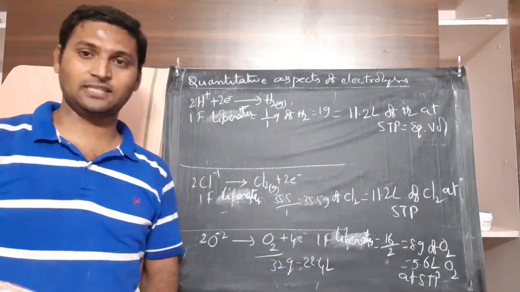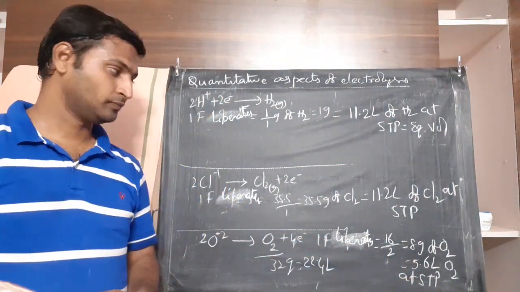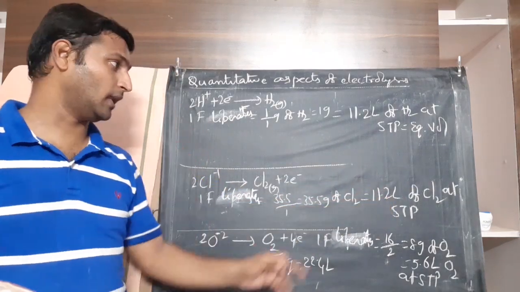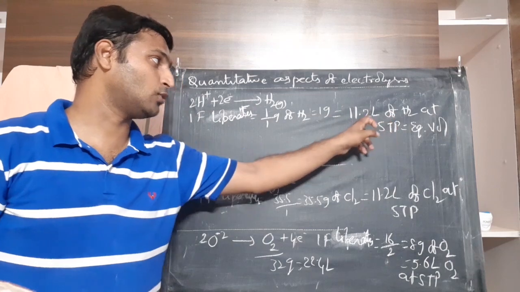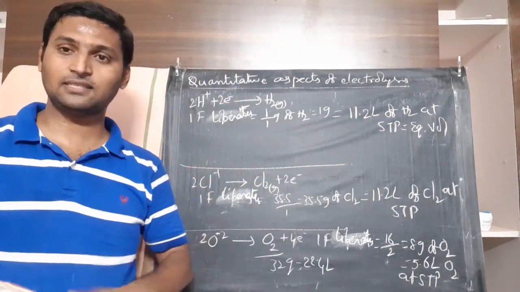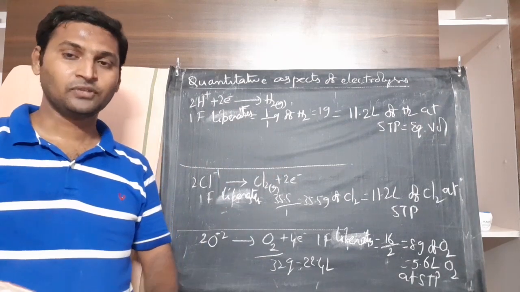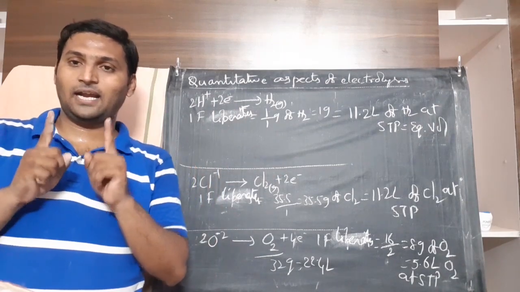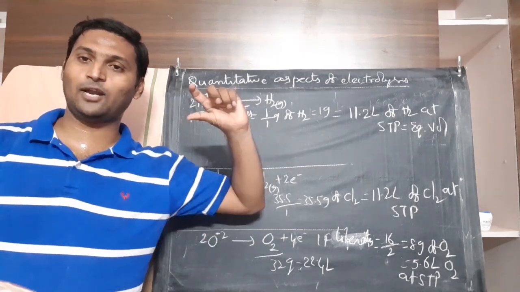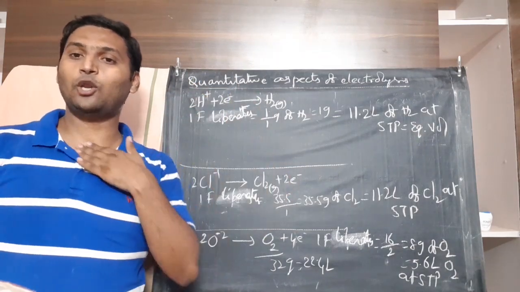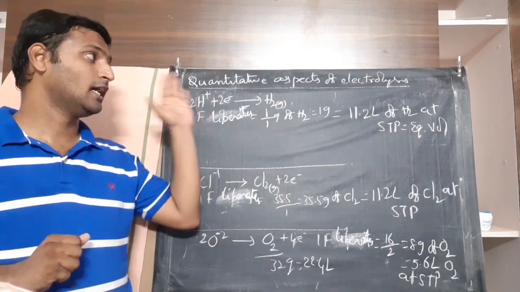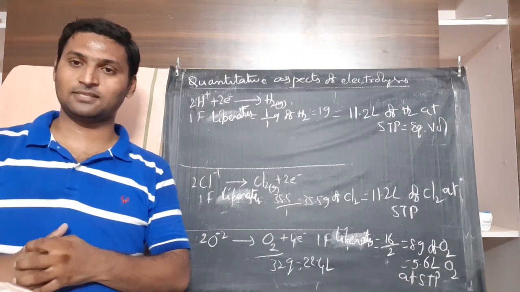would be 5.6 because its valency is 2. Equivalent volume of chlorine will be 11.2, valency is 1. Equivalent volume of hydrogen also would be 11.2, valency is 1. These three are the most commonly asked gases, that's why I have discussed. So 1 Faraday deposits or liberates equivalent mass or equivalent volume of that substance. Volume is applicable only for gases. Is that clear? That is quantitative aspects of electrolysis.